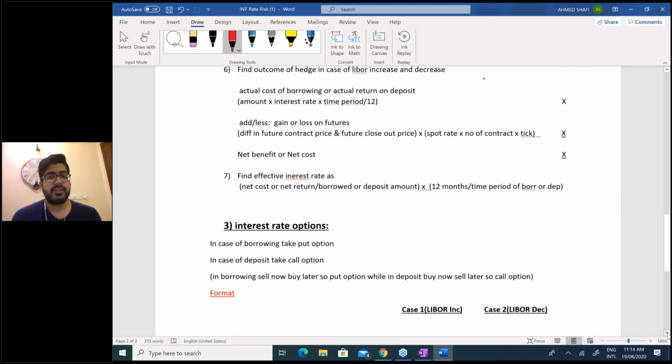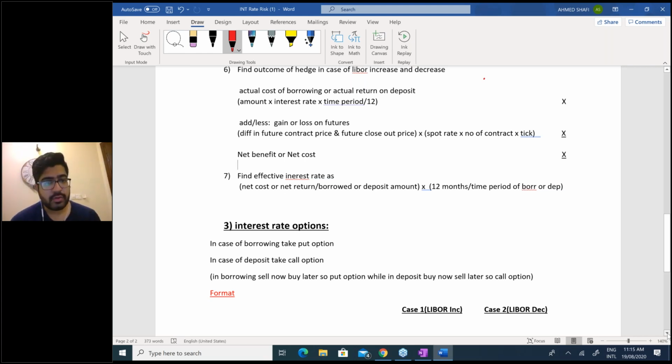Then you need to find the outcome of the hedge in case of LIBOR increase and decrease. You need to find the outcome in both cases, increase as well as decrease. The actual cost of borrowing, if it's a borrowing case, or the actual return on deposit, if it's a deposit case: same amount into interest rate into time period over 12. Then we need to add or subtract the gain or loss on futures.